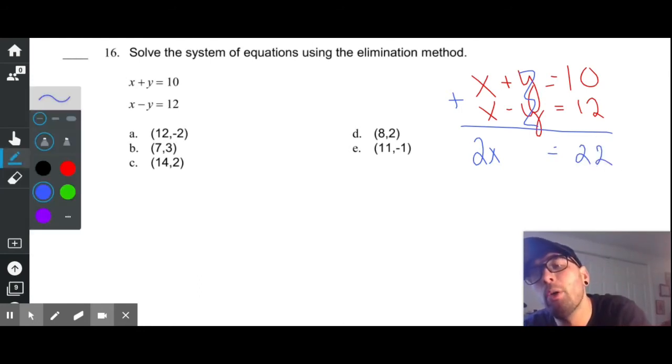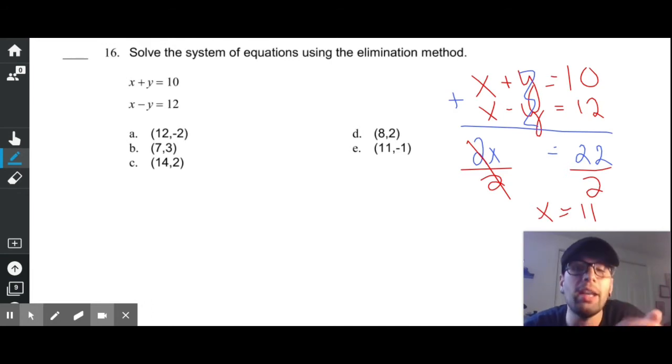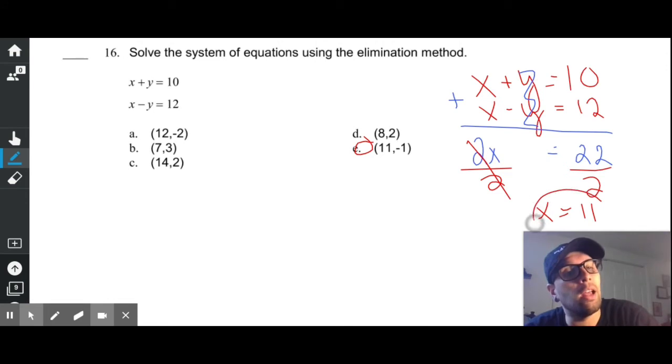If I divide both sides by 2 to get x all by itself, x is going to equal 11. Now, right now, I have my answer because that's the only one where x is 11. But I'm going to keep going. If I want to find y, I take that x equals 11 value and plug it into any equation to solve for y. It would be easier to plug it into the top one because y is already positive and there's nothing in front of it.